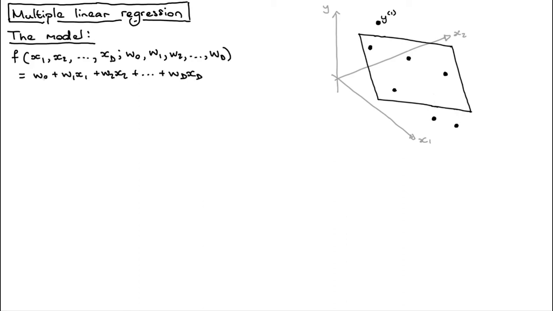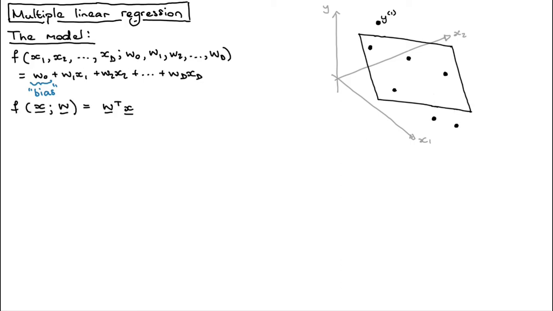The parameter W0 is sometimes called the bias term, because it basically would shift this whole surface up and down. The other parameters, W1, W2, up to WD, they really weigh the different input features. And in the two-dimensional case, this would impact basically the tilt of this plane.